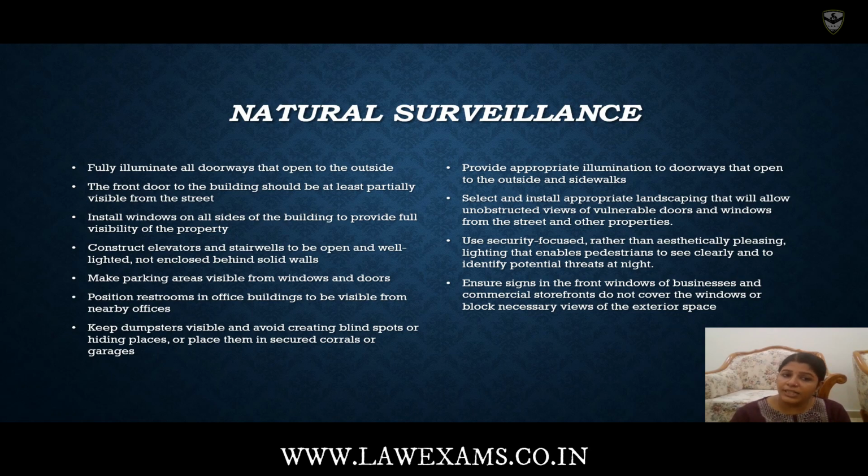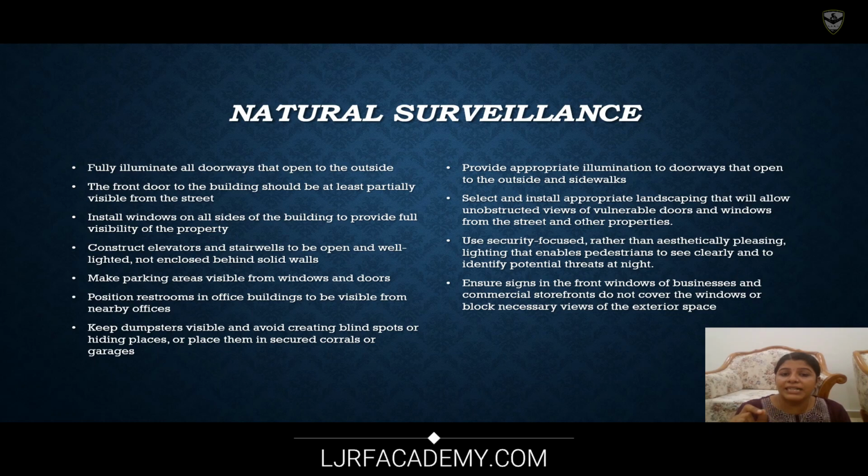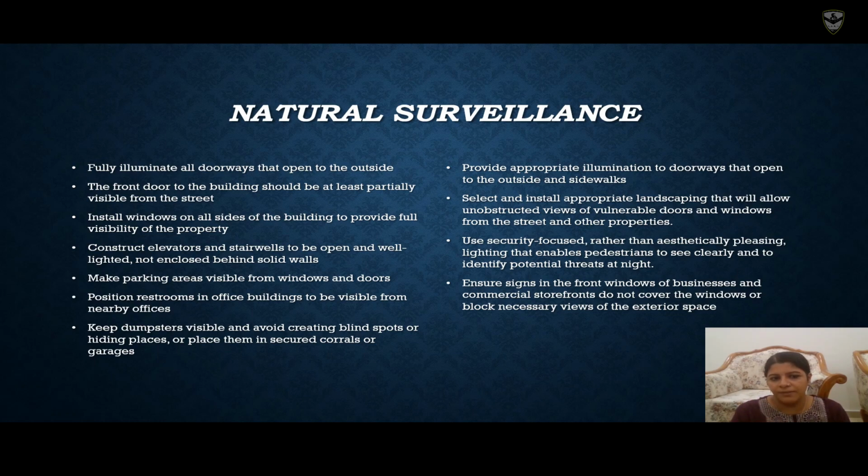Fully illuminate all doorways that open to the outside. The front door to the building should be at least partially visible from the street. Construct elevators and stairwells to be open and well lighted and not enclosed behind solid walls. Make parking areas more visible from windows and doors. So these are some of the examples of natural surveillance. First was natural control. Second principle is natural surveillance.